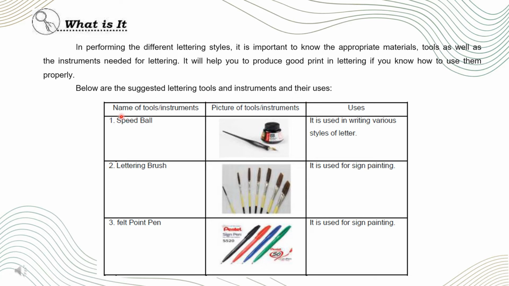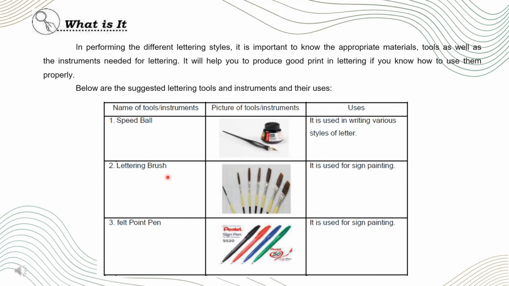For the first column, we have the name of tools and instruments. For the second column, we have the pictures of tools and instruments. And for the third column, we have the uses. For the first tool in lettering, we have the speedball pen or the speedball. So this one is an example of a speedball pen. It is used in writing the various styles of the letters.